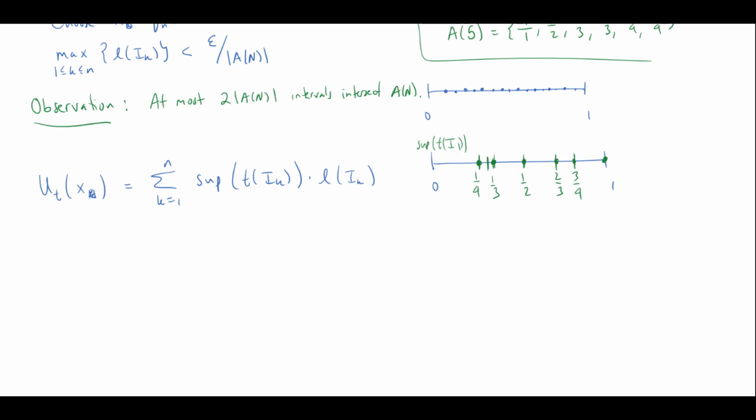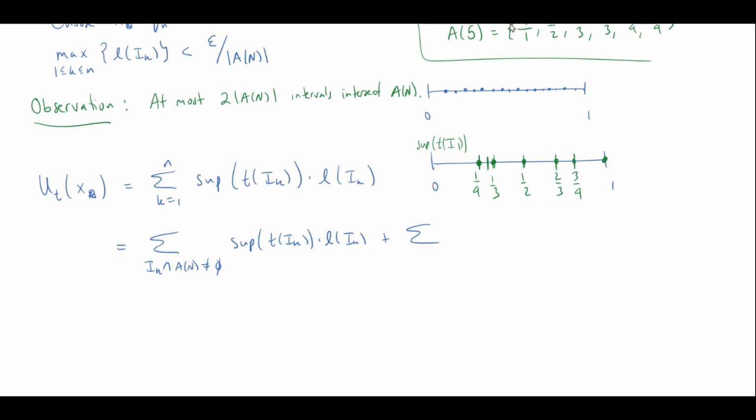Okay, so what I'm going to do is break this sum up into 2 pieces. There are intervals that contain these bad fractions, meaning they intersect A of n, and there are intervals that, hopefully, don't. So I'm going to sum up those separately. Our first sum is going to be over all of the ik's that do intersect with A of n, so their intersection is non-empty. And I have the supremum of t on ik, times the length.